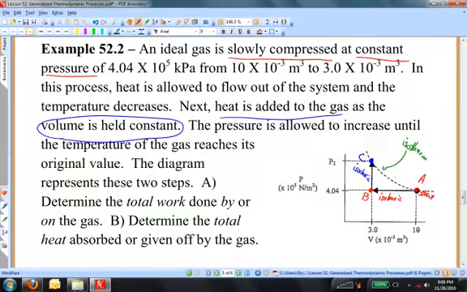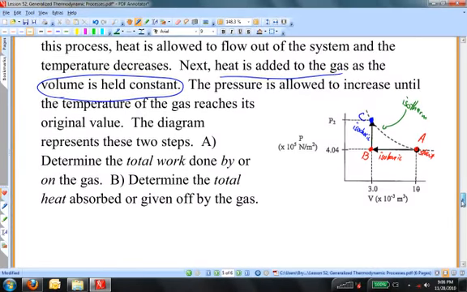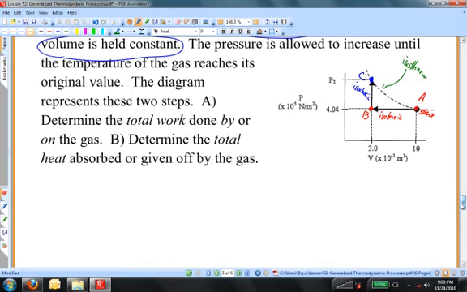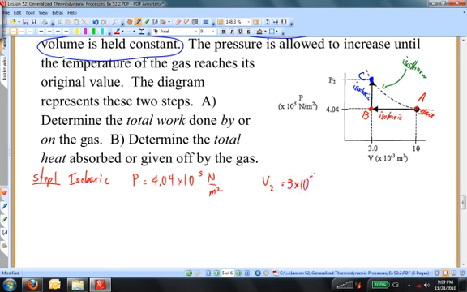Okay, so let's figure out how much work is done and the total heat. Step 1 we said is isobaric. I'm told that the final volume during this step is 3 times 10 to the minus 3 meters cubed. The initial volume is 10 times 10 to the minus 3 cubic meters. So the work that's done by the gas during this process is going to be P times delta V, which is the pressure times the final volume minus the initial volume.